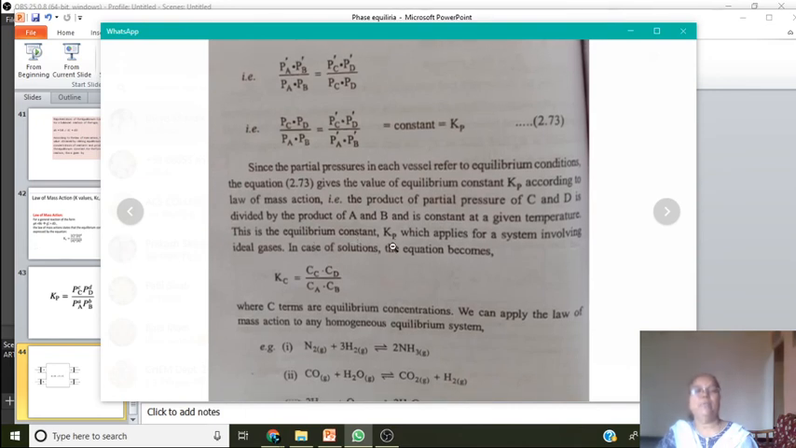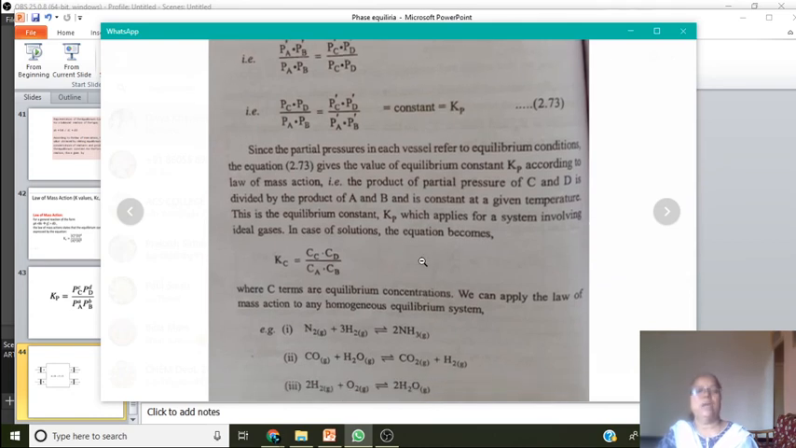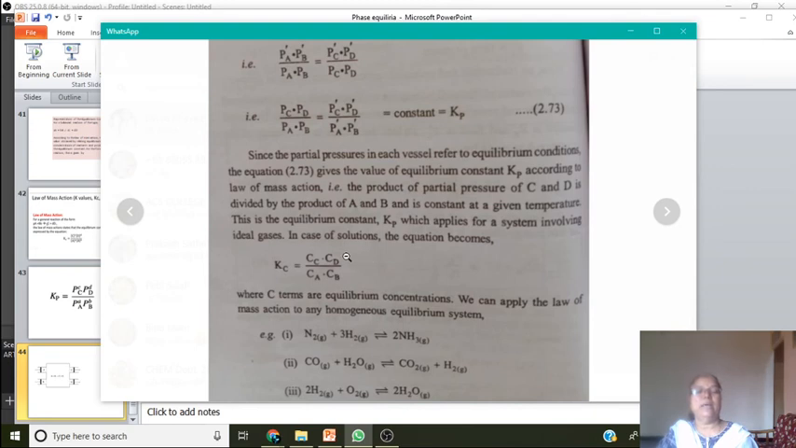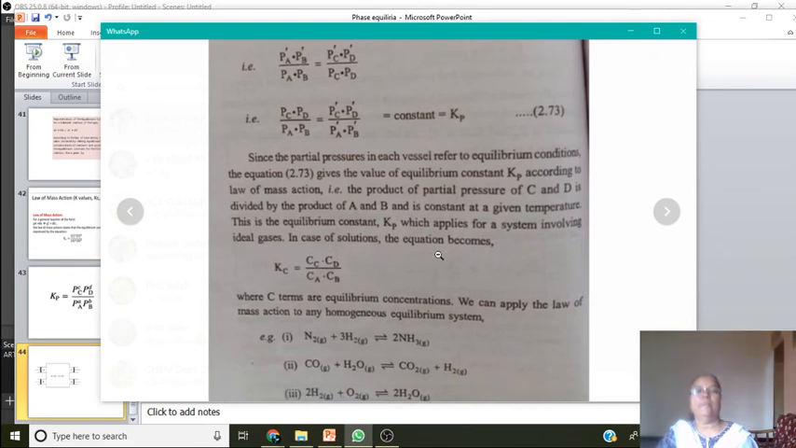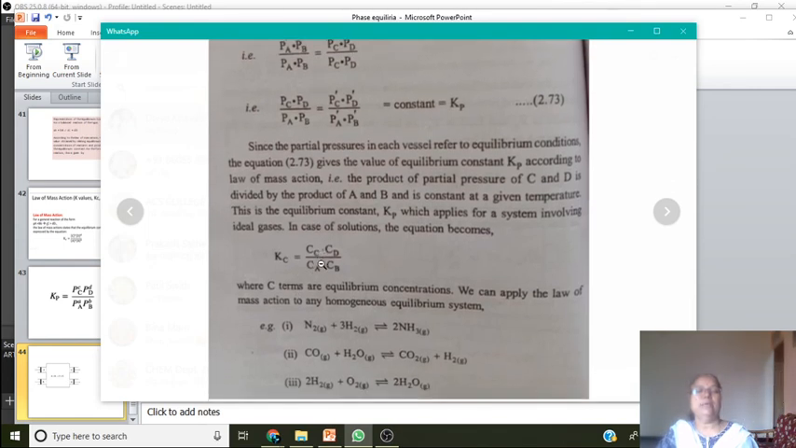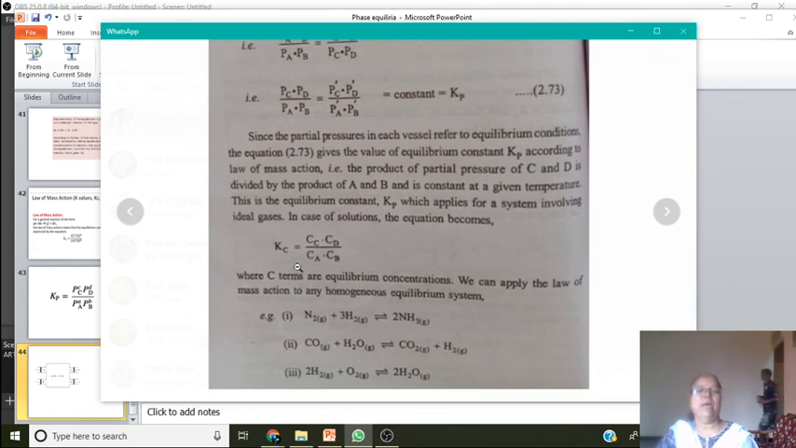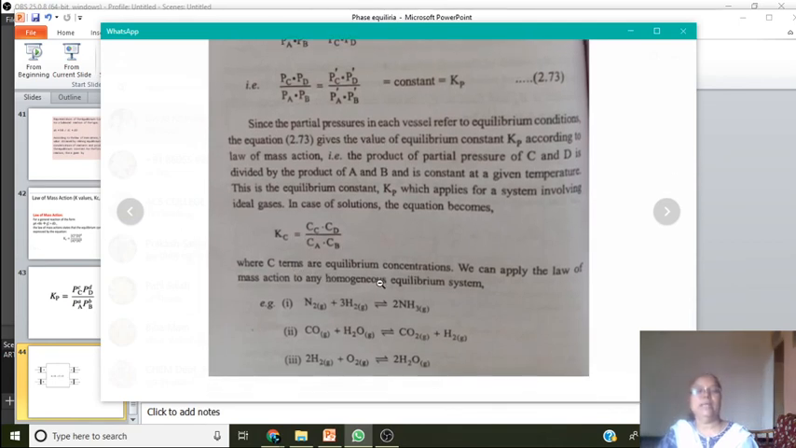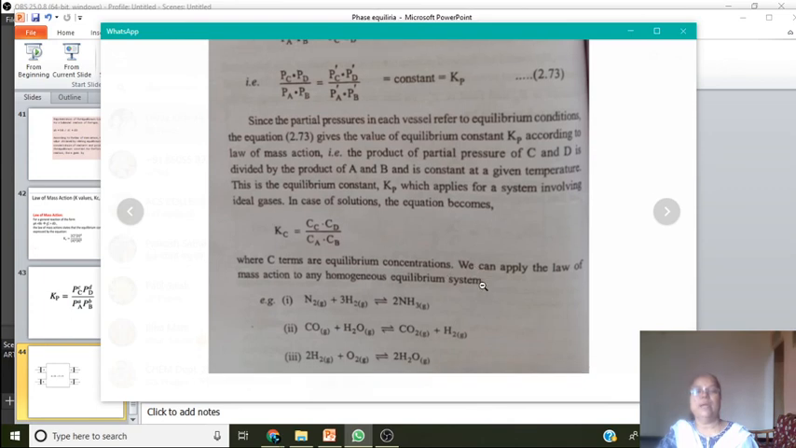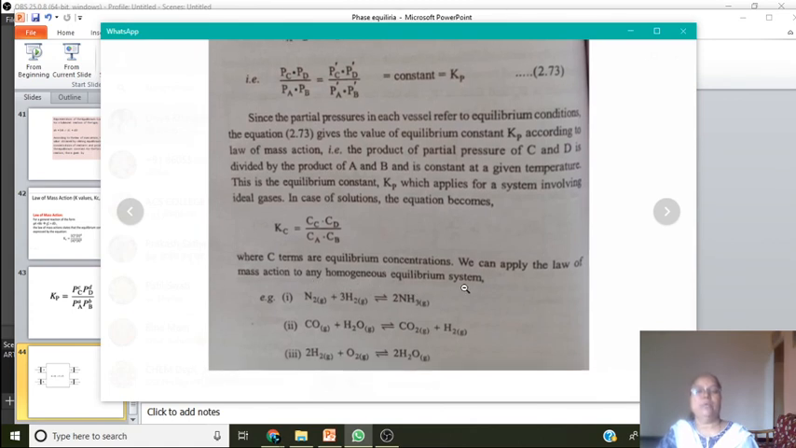This is the equilibrium constant Kp, which applies for a system involving ideal gases. In case of solutions, the equation becomes Kc = [C][D]/[A][B], where these terms are the equilibrium concentrations, and we can apply this law of mass action to any homogeneous equilibrium system.